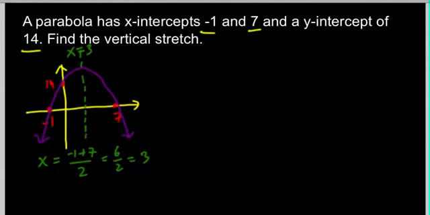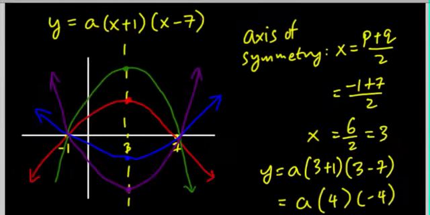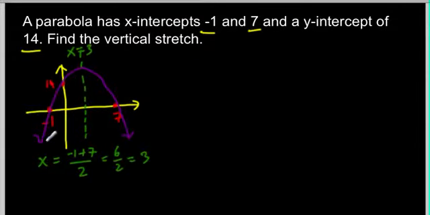So there's going to be a specific a value. In the previous video, we had multiple stretches, many parabolas that went through the same x-intercepts. In this case, we have a very specific one because we have another point. If we have 14 over here, this shape cannot change because it's fixed. So we have to figure out what a value will create this shape. So how do we do that?